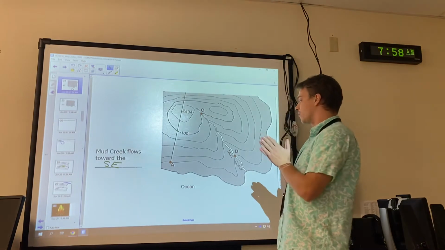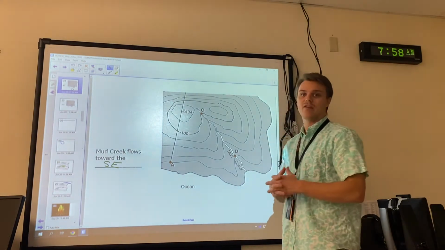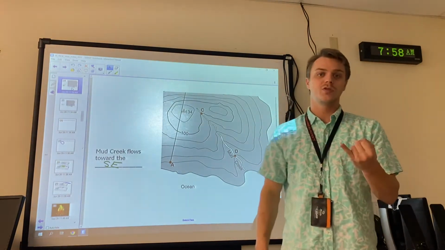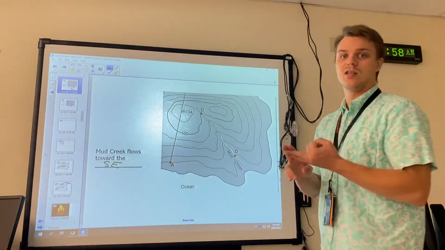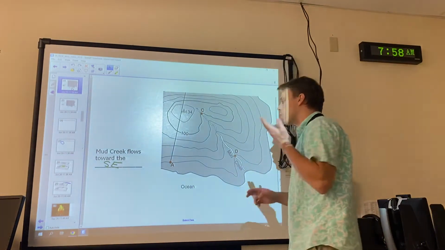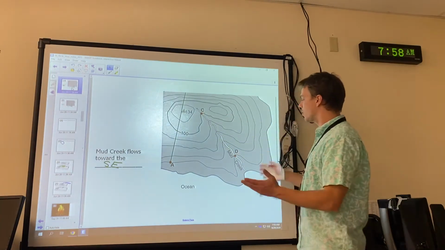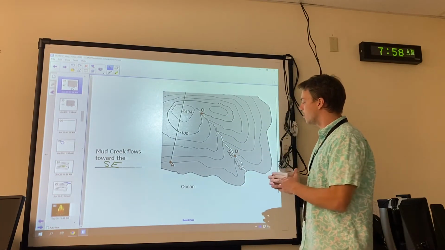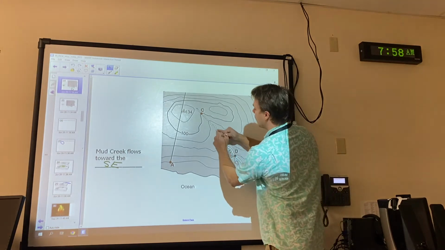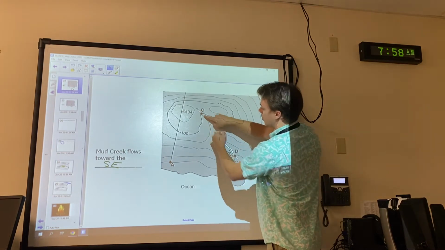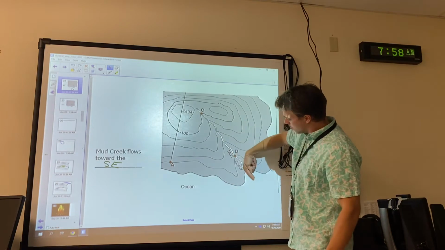So the final thing to review is the rule of V's. If they ever ask you, what's the compass direction that a stream flows and how did the contour lines help you with that? Well, you always start by saying V's point uphill. So we look at the creek here, Mud Creek, which direction does that flow and how do you know? The V's point uphill. So that means that the stream is going to be flowing this compass direction.